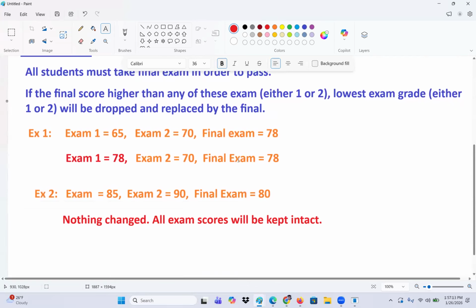So this is like an encouragement for a student who does well on the final exam, but just don't think of that as a way that you can study less for either one of these exams. I would say it's always better to score high on the first two exams, because that's easier than scoring higher on the final exam.